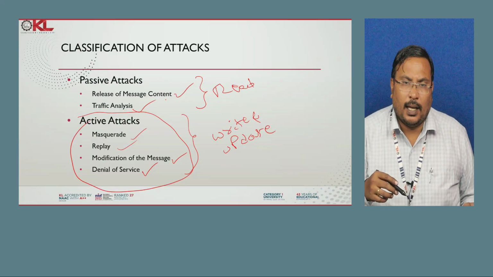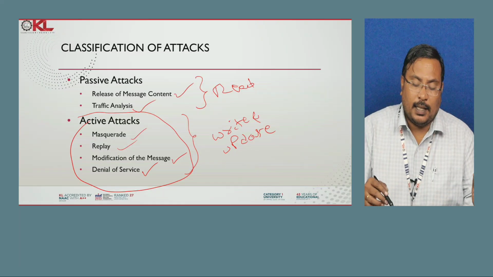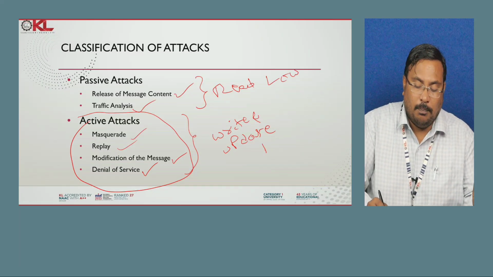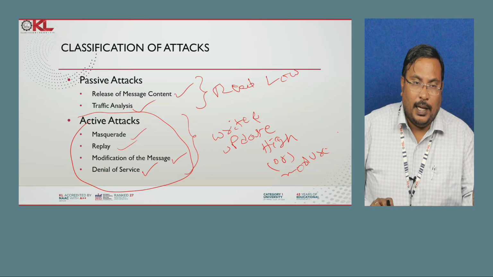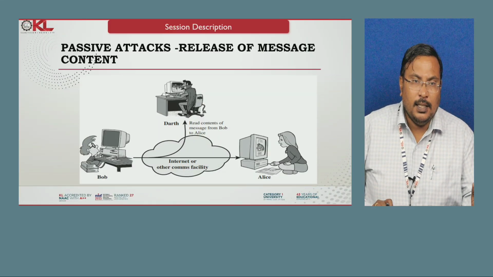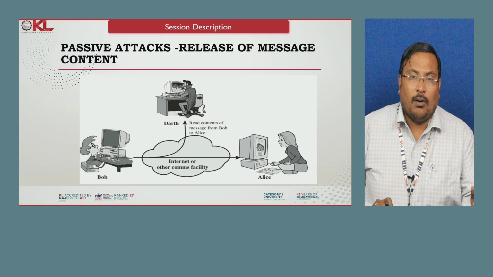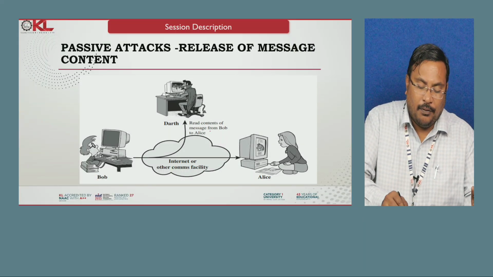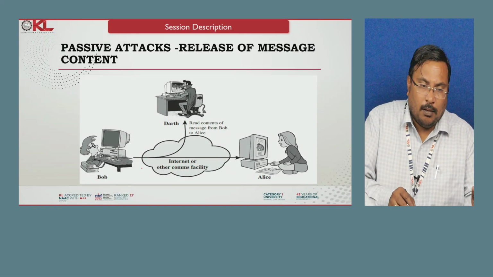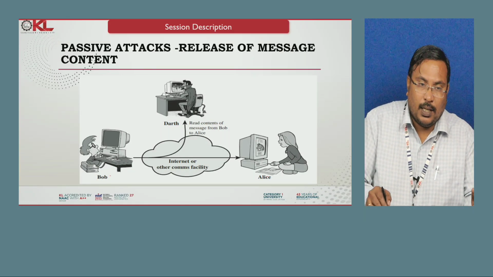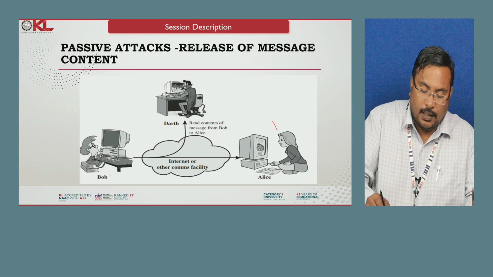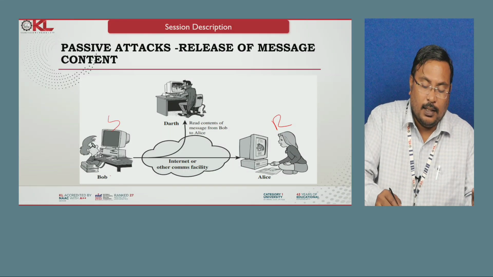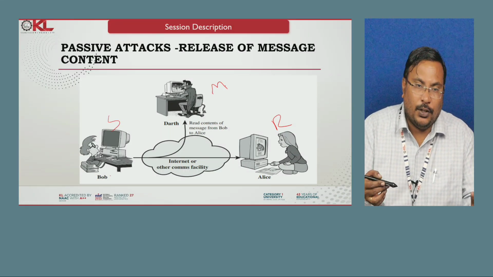Passive attacks are also attacks, but their impact is low, whereas the impact of active attacks is high or moderate, so you should take more care about active attacks. So this is the passive attack, release of message content. This is the network we are having: Alice and Bob are the two users. Alice is the receiver and Bob is the sender. This person is the middleman or intruder.